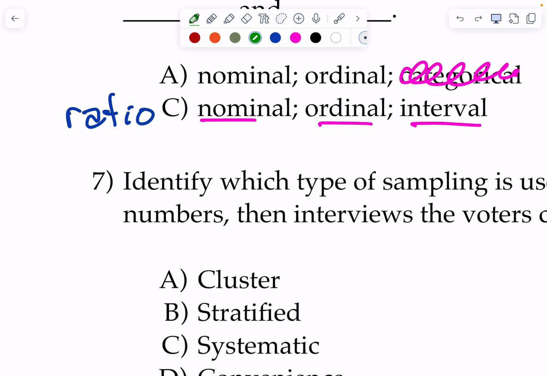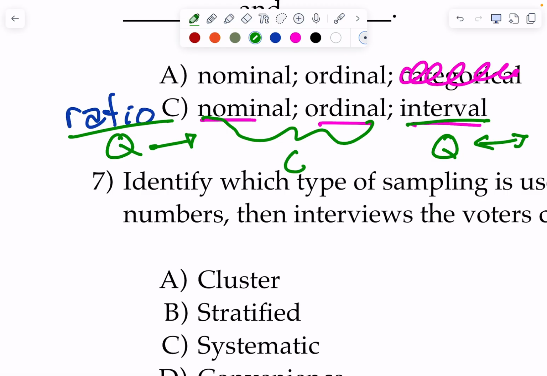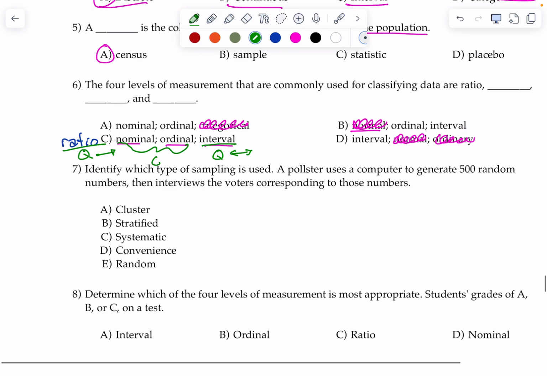And which ones are categories? Ratio is a quantity. What else is a quantity? Interval is a quantity, right? Interval does this, ratio does this, right? Nominal, ordinal, those are categories. Nominal is names, ordinal has order, right? Okay, so those are the difference between those 4. Quantities versus categories. Yeah? Okay, 7.